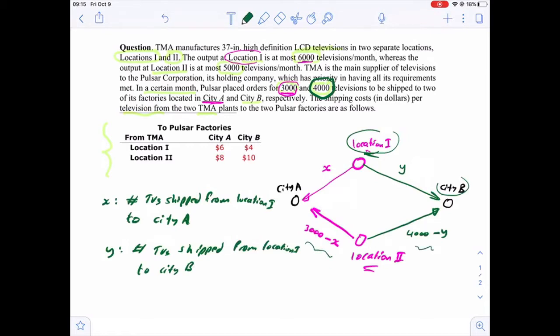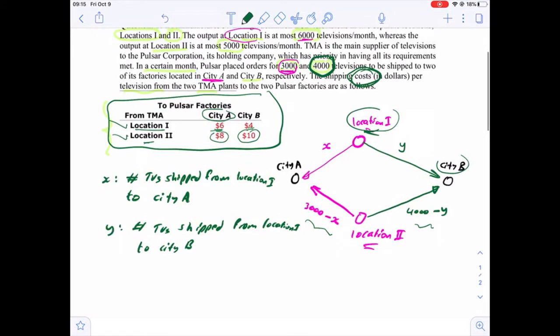Now after that, we want to write the cost function. Here, if you look at this table, it includes some costs. For shipping from location 1 to city A, each item costs $6. For shipping from location 1 to city B, each item costs $4. For shipping from location 2 to city A, each item costs $8, and to ship to city B, each item costs $10. So we need to use this because we are talking about the cost here.